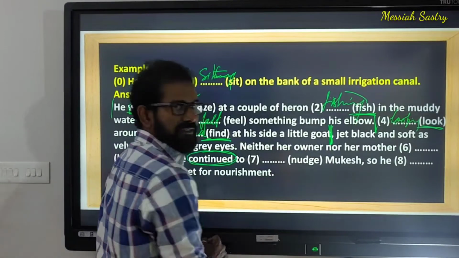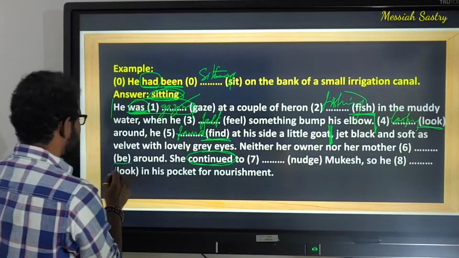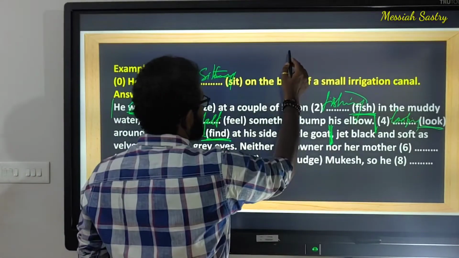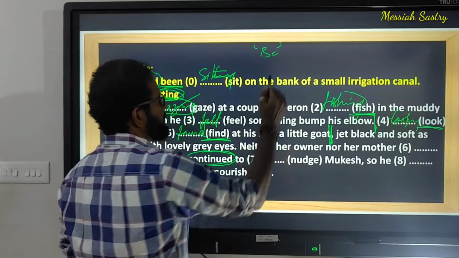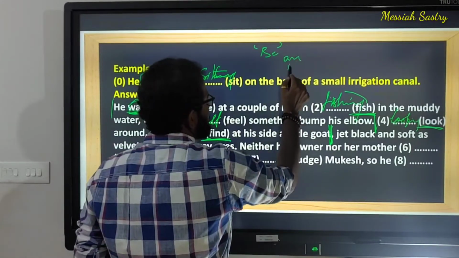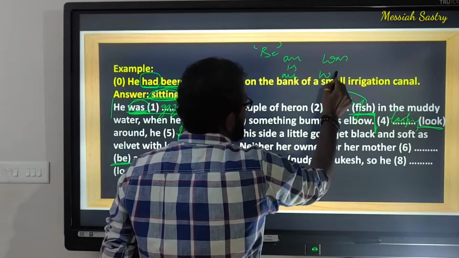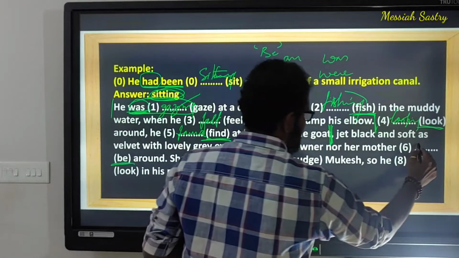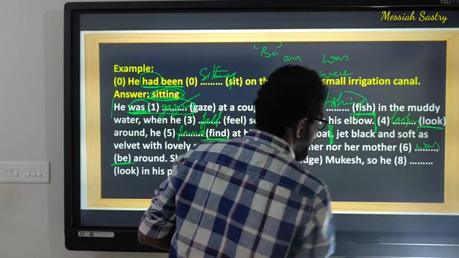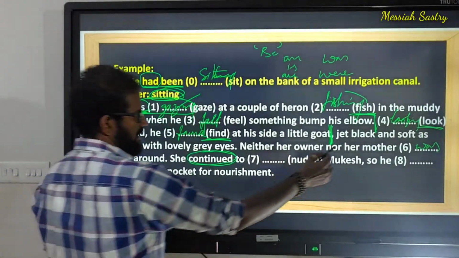Neither her owner nor her mother, be. Past form of the be. Be is the base form. Present forms am, is, are. Past forms was, were. So her mother was. Be past form was. Her mother.